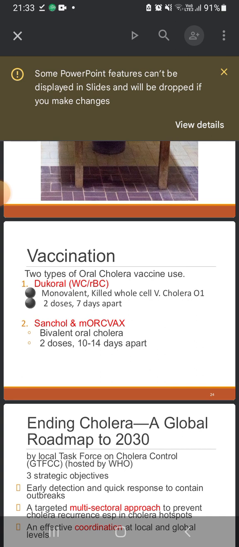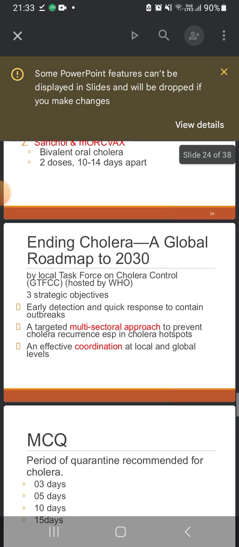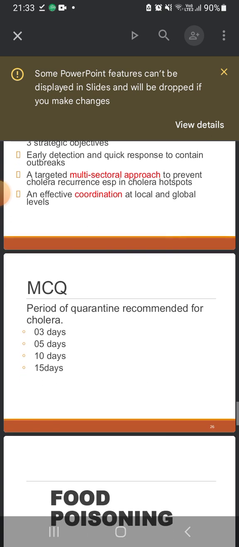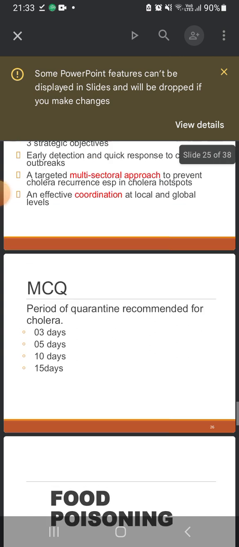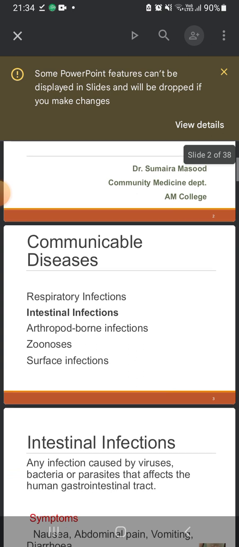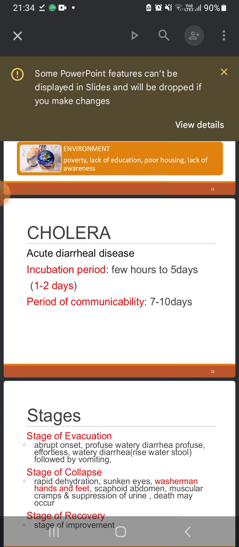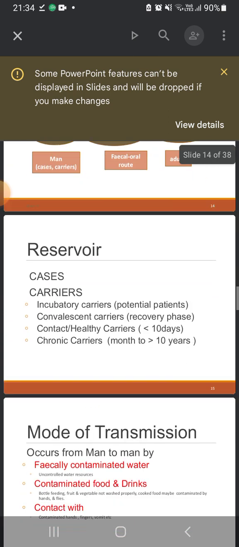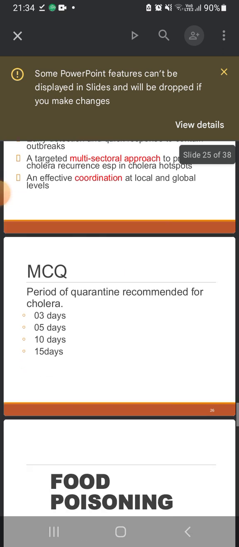There are two doses, 7 days apart, or 10 to 14 days apart respectively. So early detection, a multi-sectoral approach, and effective coordination should be there. The period of quarantine: the period of communicability is 1 to 7 days, and incubation is a few hours to 5 days. So you can give quarantine for 5 days.